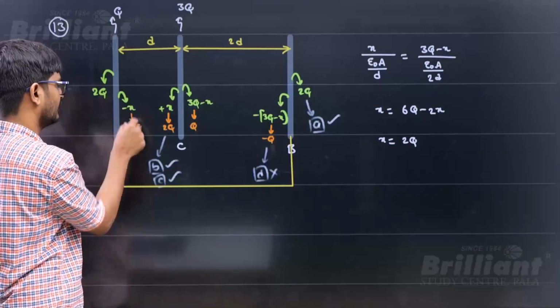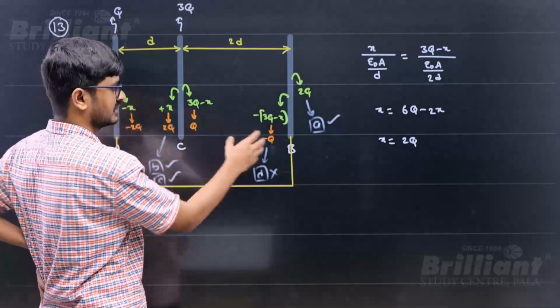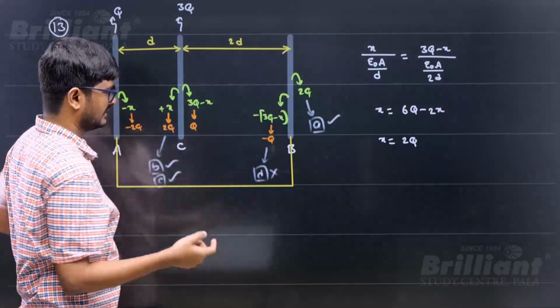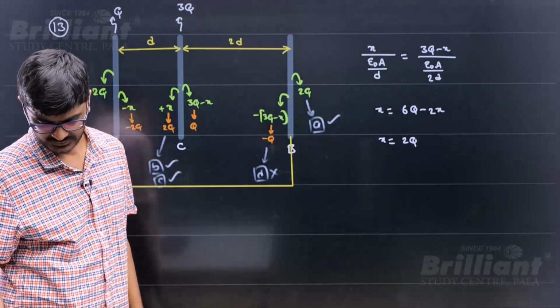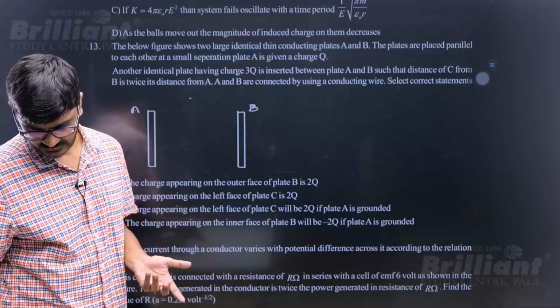When I substitute the value of x, I will be getting minus 2Q, plus 2Q, Q and minus Q. So this much you can manage. From there you can get all the options A, B, C, D. Okay. There are some grounded things also. Let me see. Charge appearing on the ground.